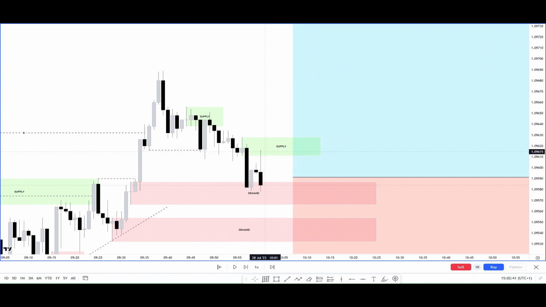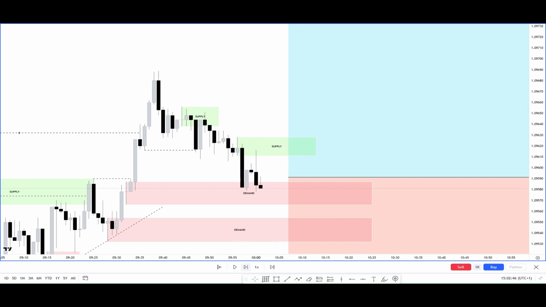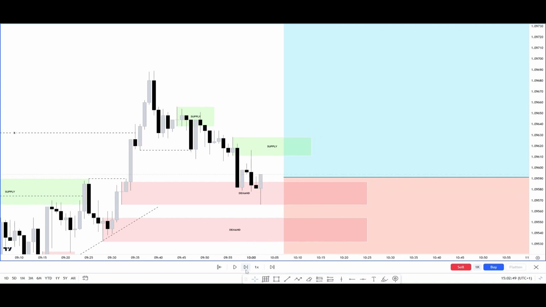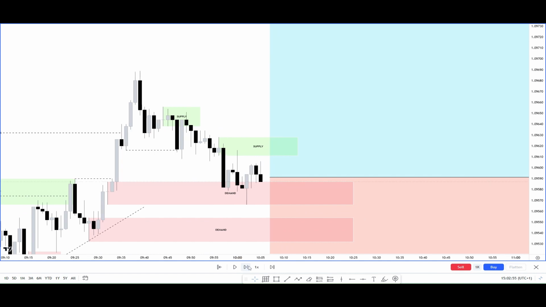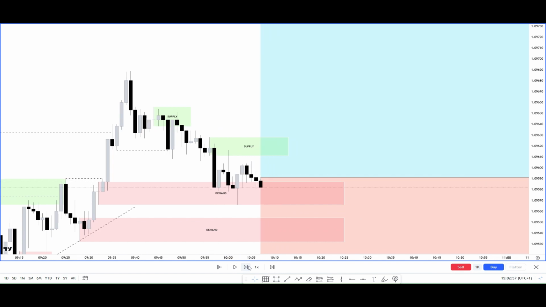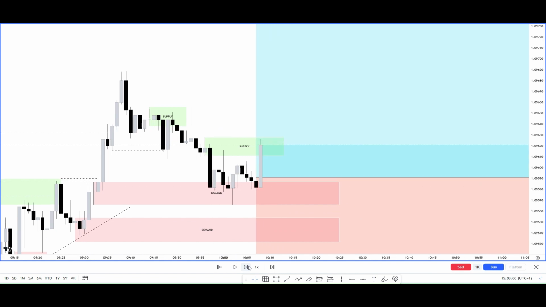So we tap into supply. Let's see, we've not broke supply yet. So we've tapped down. We've created a bit of an equal low there. We've still not broke it just yet. Right, we've tapped in. So that to me, we've actually liquidated this point here. So we need to see what happens next.